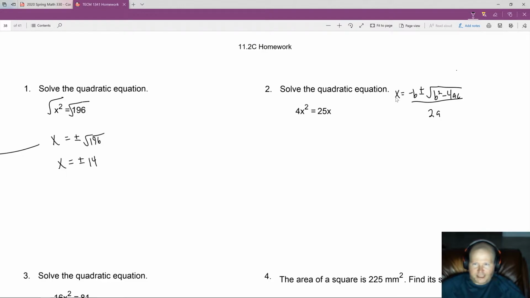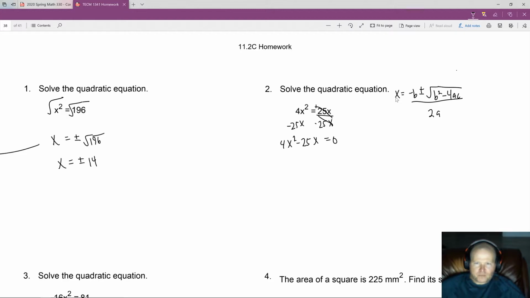Now, before we can identify that, we have to set this equal to 0, which means we need to get rid of this 25x on the right side, that positive 25x. So we do that by subtracting 25x. But whatever we do to one side, we do to the other. Those cancel out, leaving me 4x squared minus 25x equals 0.